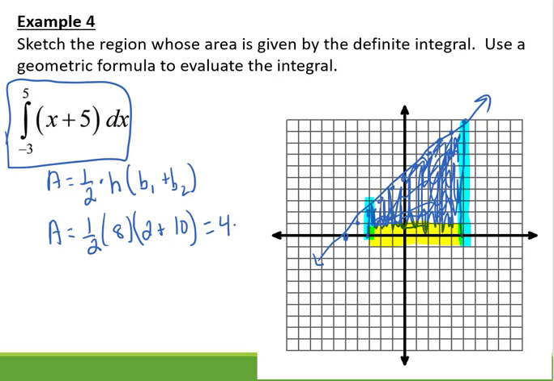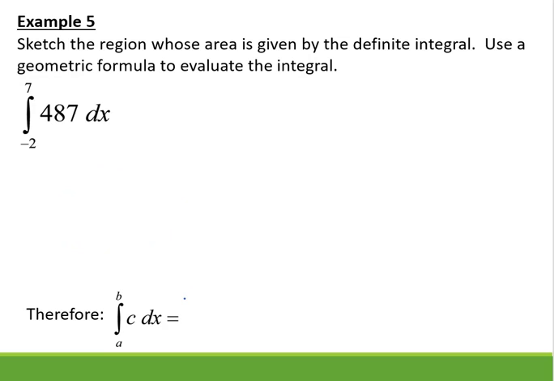Sketch the region, use a geometric formula to evaluate the integral. Okay, I specifically made this really extreme: 487. Remember 487. Let's label my y and my x-axis. I'll put it in a different color. Okay, remember this is y equals 487. Well, that's a straight horizontal line.